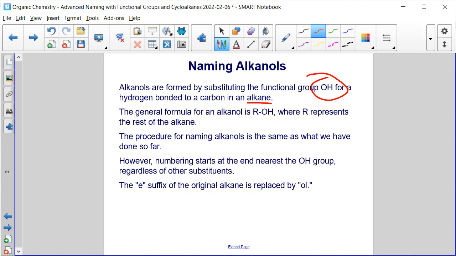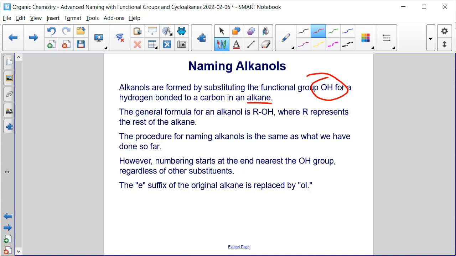group. The general formula for an alkanol is R-OH, where R represents the rest of the alkane, the parent alkane, and then the OH group is attached to it. The procedure for naming alkanols is the same as what we've done so far. So after this slide, we're just going to jump into some examples. The big thing we have to keep in mind is that the numbering starts at the end nearest the OH group. Regardless of other substituents, we start numbering closest to the OH group.